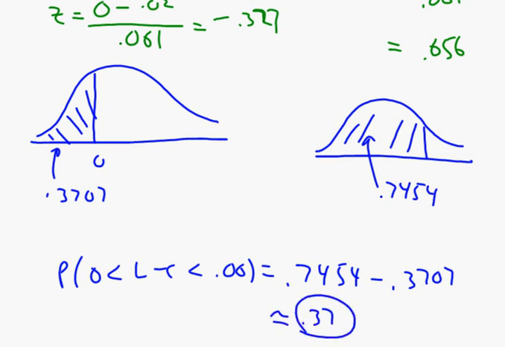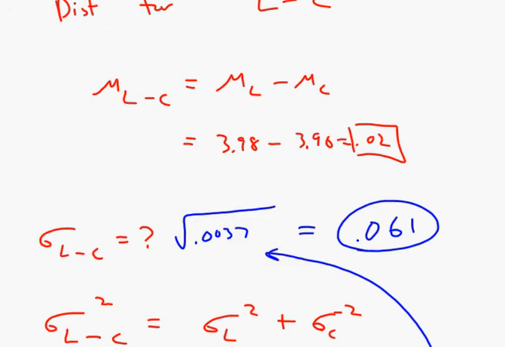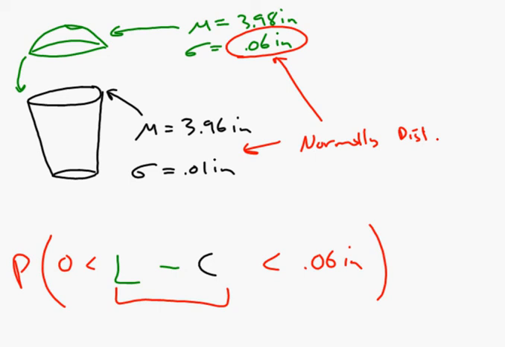Well, that's a little bit concerning. If you think about it, that means only about 37% of the time will this lid snap onto this cup. I'm willing to bet that big companies like Dunkin' Donuts, McDonald's, things like that, would probably say, hey, wait a minute, there's too many times when the lid doesn't fit onto the cup. You guys need to correct this process.